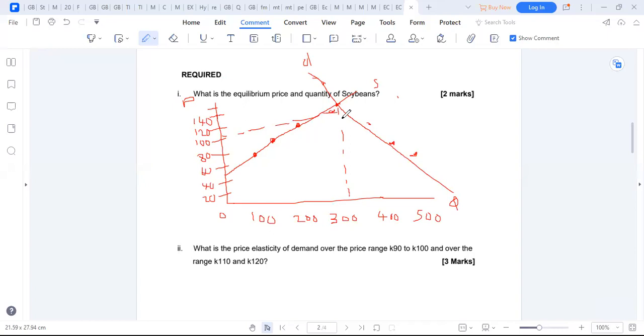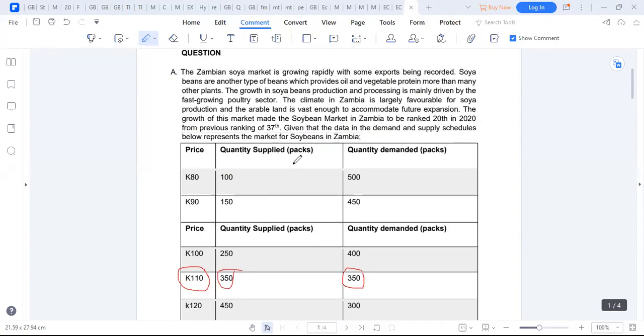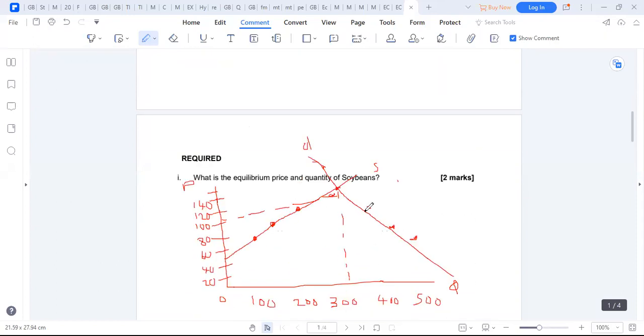Just that the drawing is not all that good. But we can tell from this that our price equilibrium is 110 and quantity equilibrium is 350.